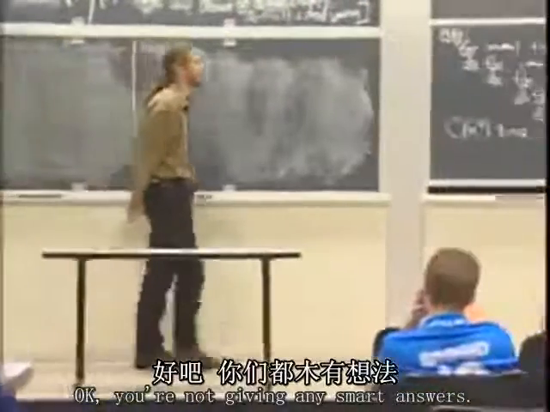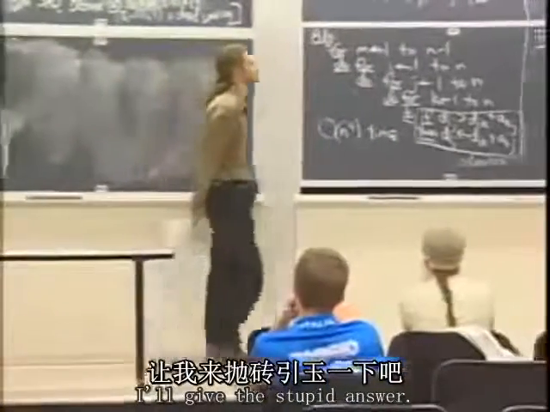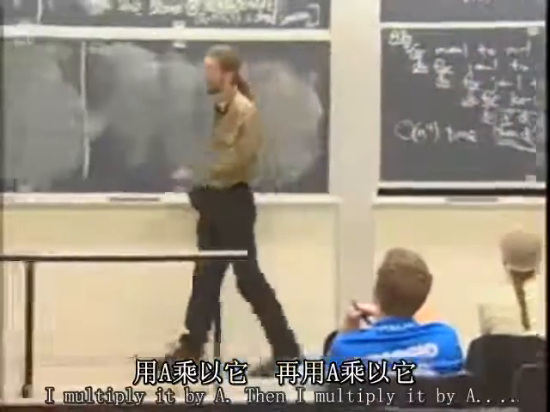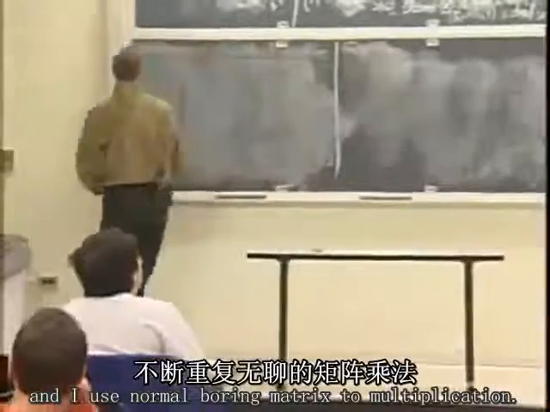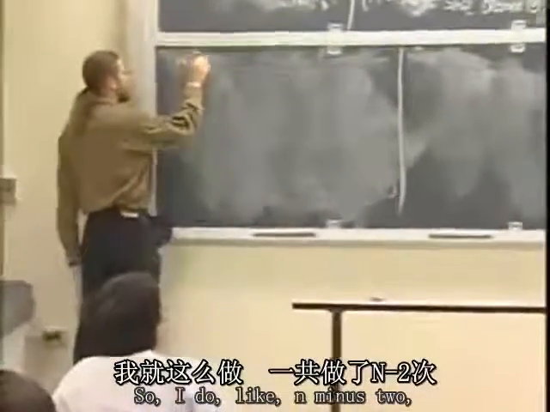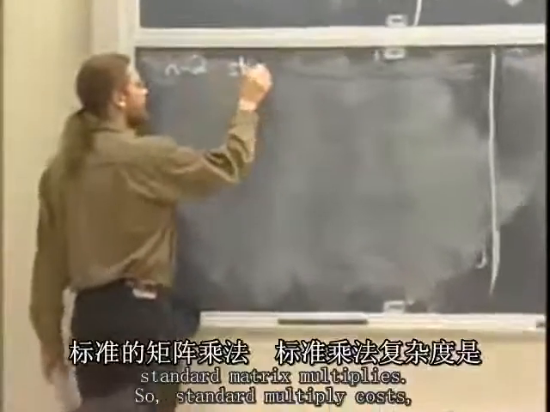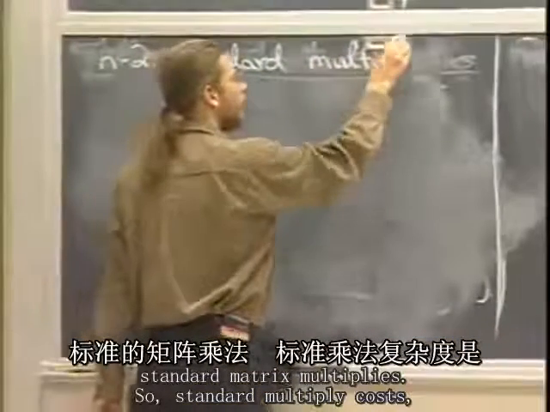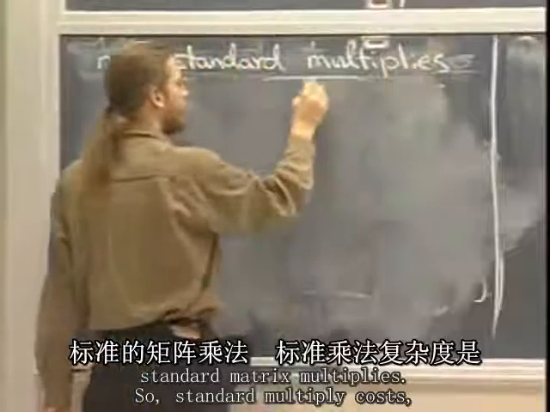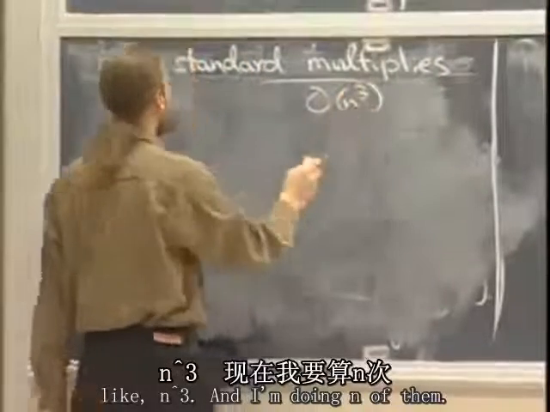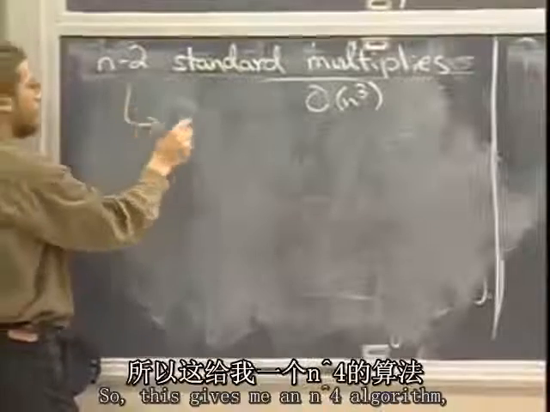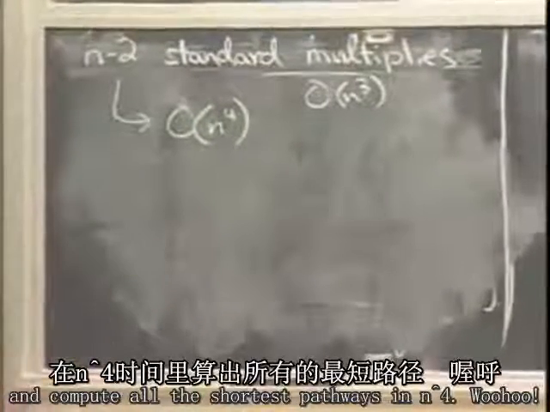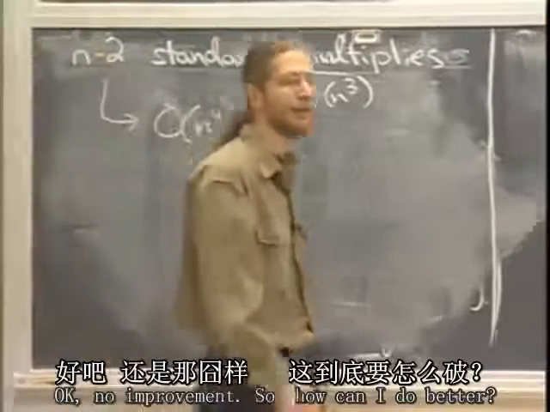Okay, you're not giving any smart answers. I'll give the stupid answer. You could say, well, I take A, I multiply it by A, and then I multiply it by A, and I multiply it by A, and I use normal, boring matrix multiplication. So I do like n minus 2 standard matrix multiplies. Standard multiply costs like n cubed, and I'm doing like n of them. So this gives me an n to the 4th algorithm. So compute all the shortest path weights in n to the 4th. Woohoo! Okay, no improvement. So how could I do better?